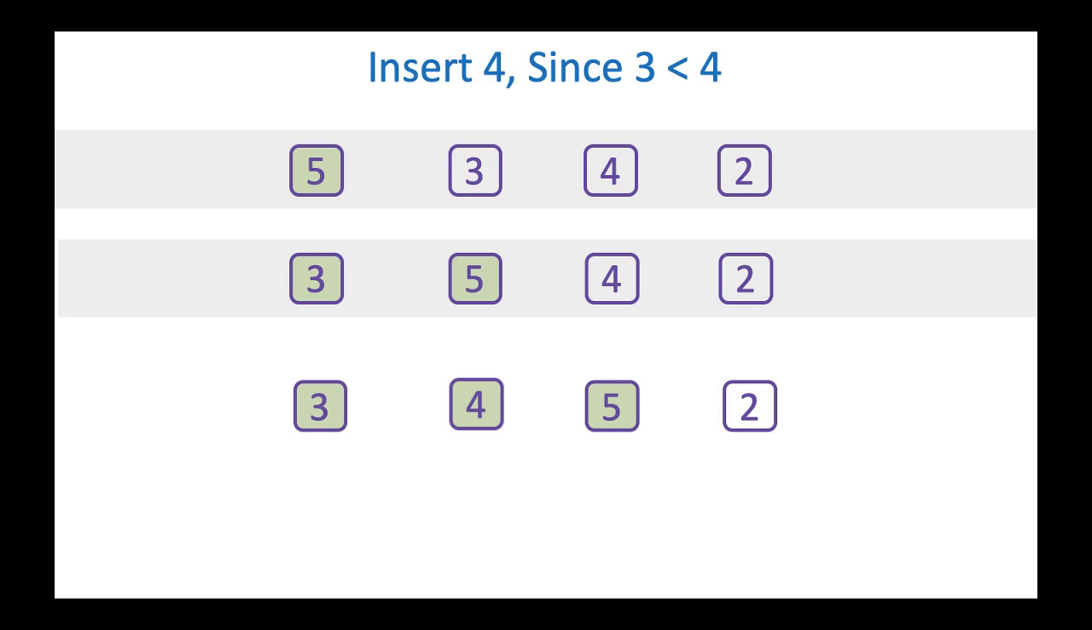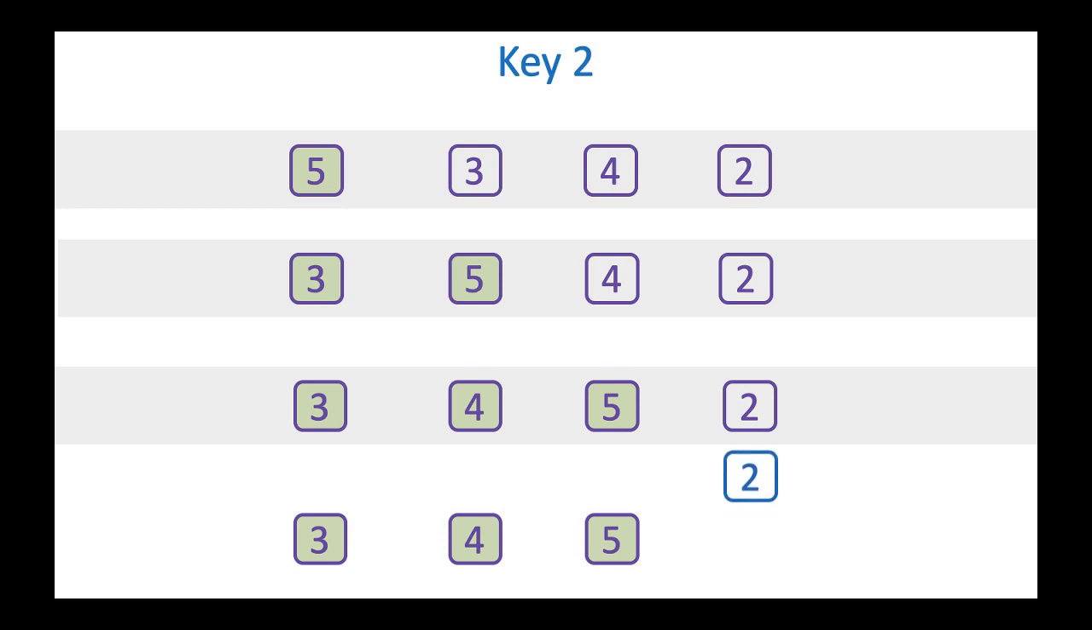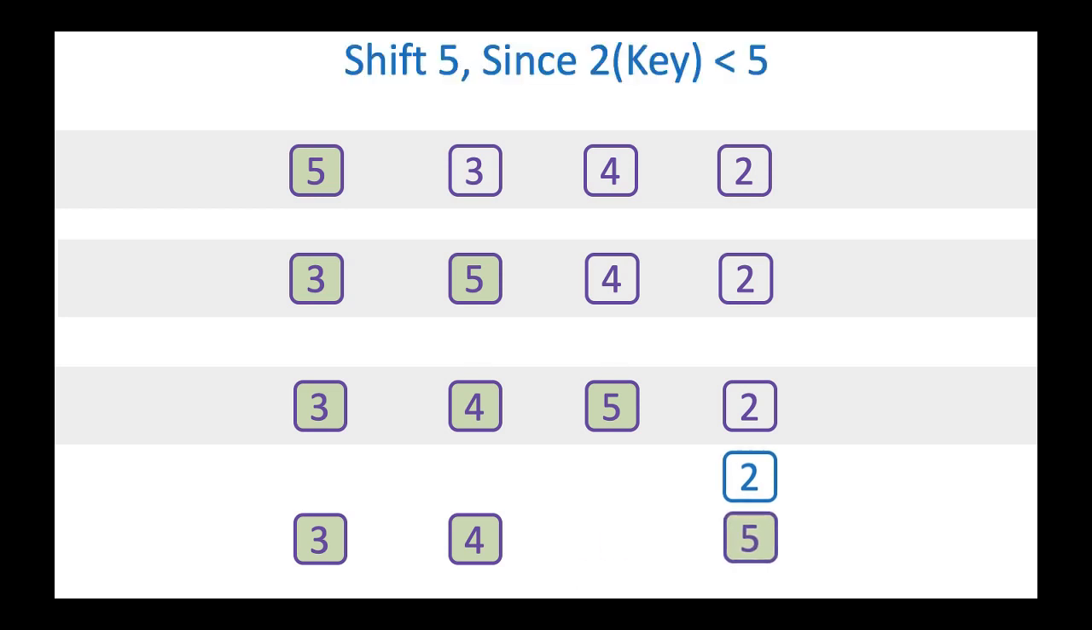Then we move on to the last number in the list, which is 2. Since on the fourth iteration we have picked 2, the current key is 2. We are going to compare 2 with the number available on the left. Since 5 is greater than 2, we shift 5 one step above. Then we compare the key 2 with 4. Since 2 is lesser than 4, 4 will be shifted to the right one level above.